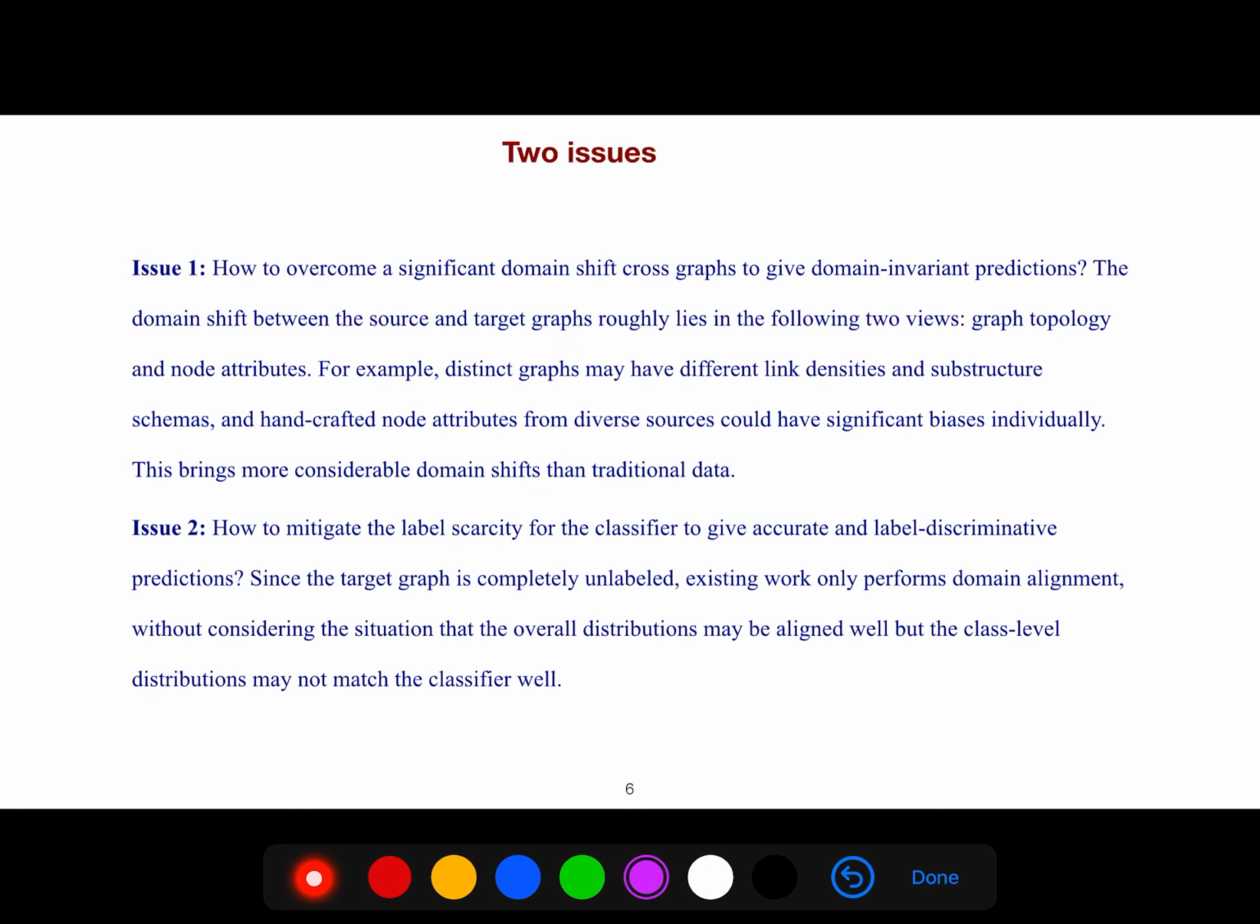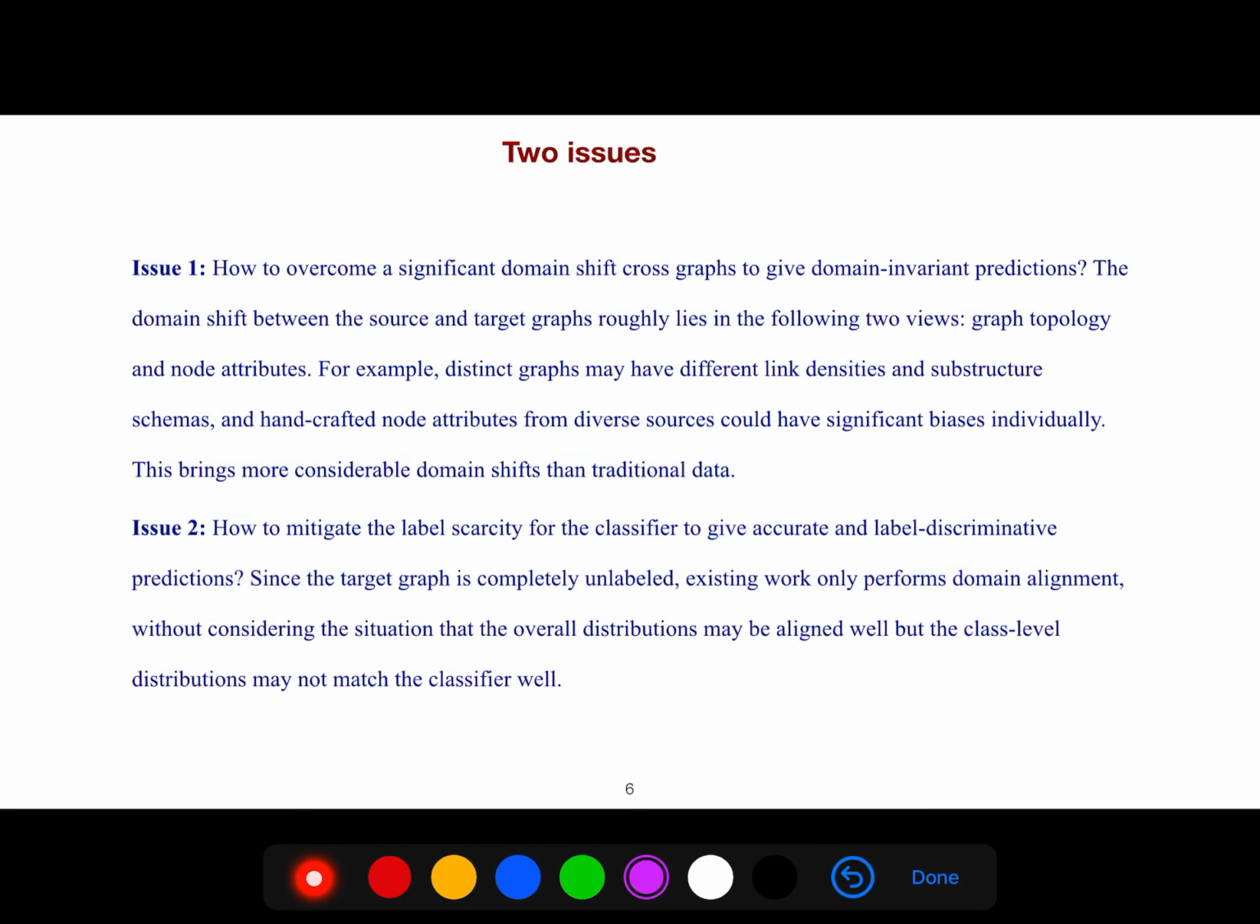So there are two issues: how to overcome a significant domain shift across graphs to give domain-invariant predictions. The domain shift between the source and target graphs roughly lies in two views: graph topology and node attributes. For example, distinct graphs may have different link densities and substructure schemas, and handcrafted node attributes from diverse sources could have significant biases individually. This brings more considerable domain shifts than traditional data.